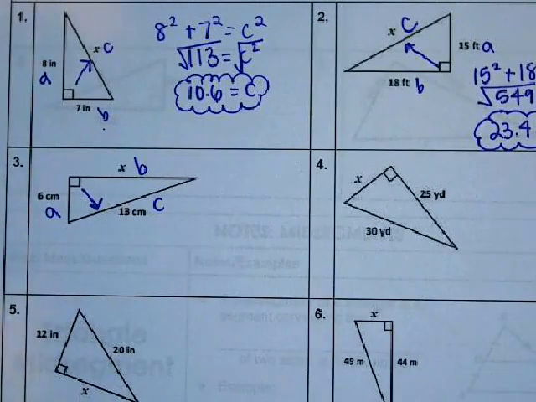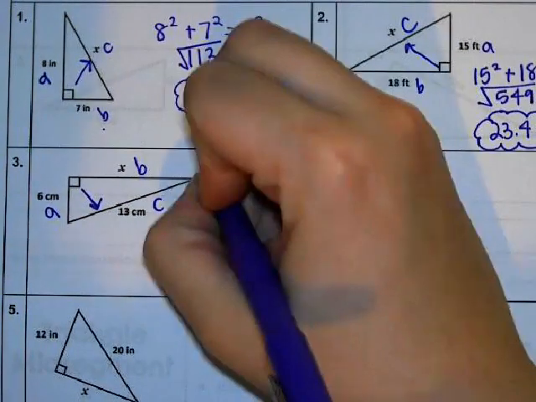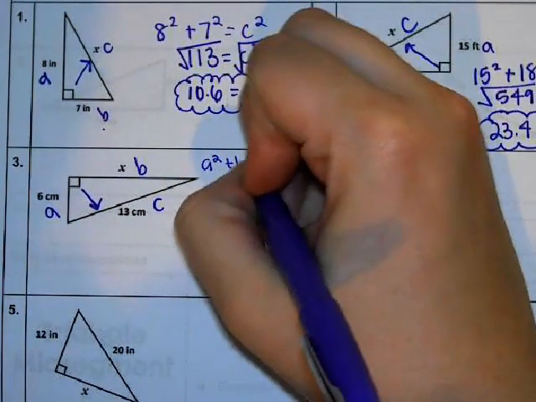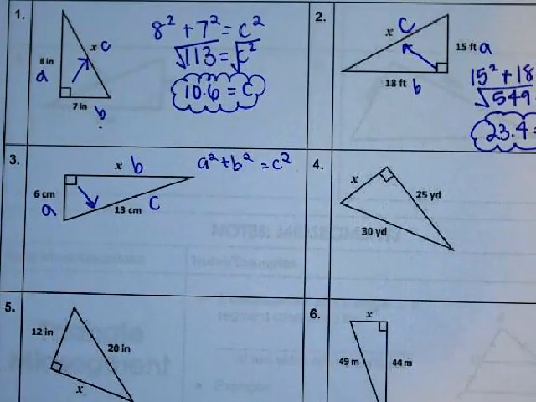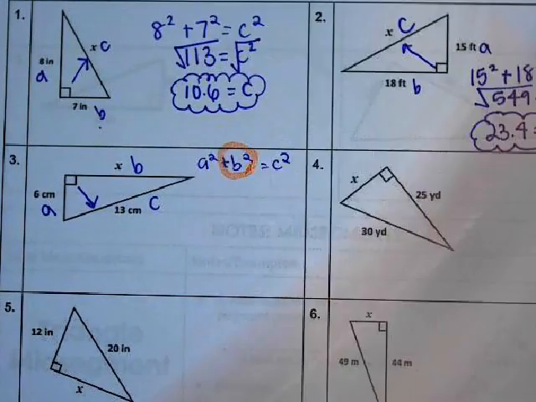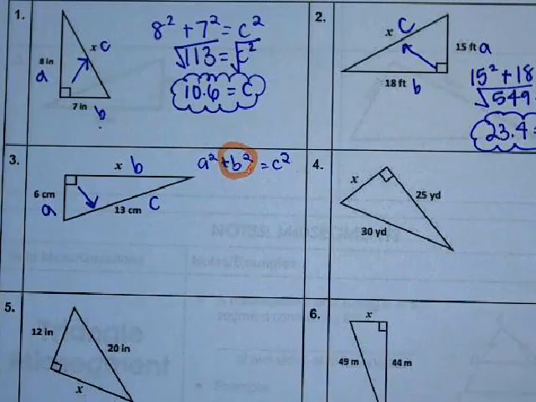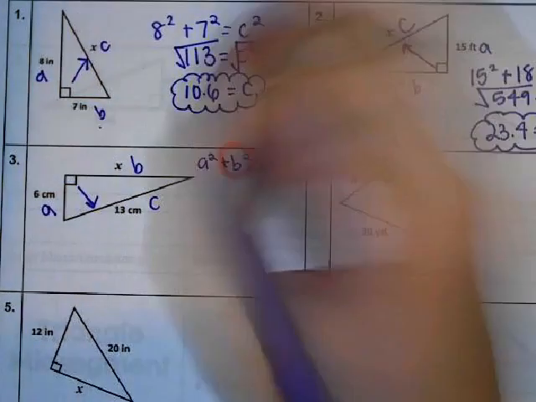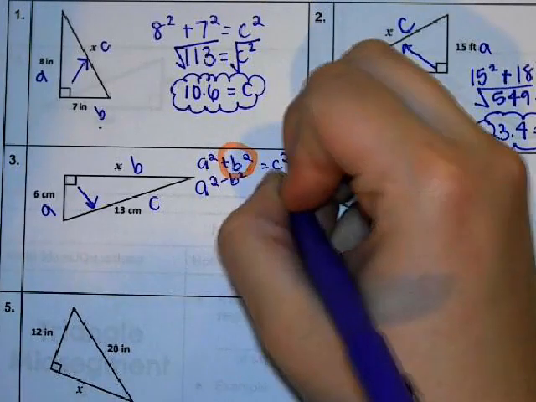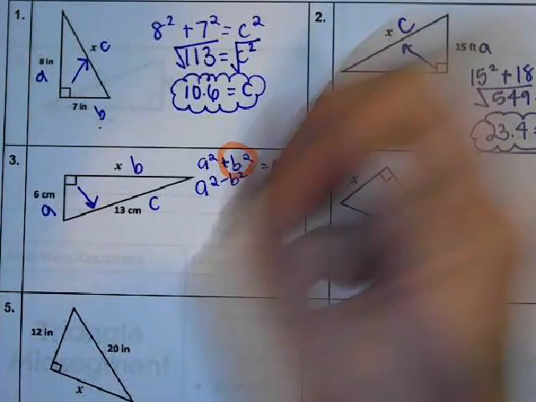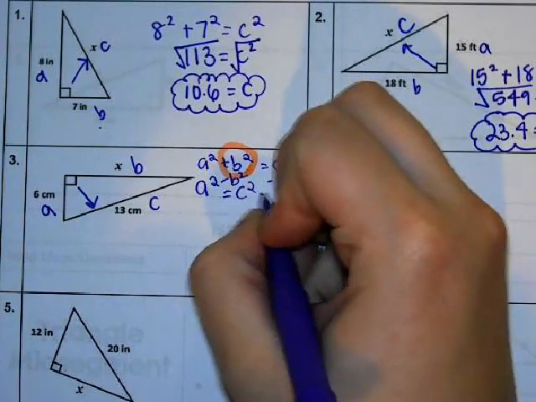So here's what I'm going to do. Before I even do anything, I'm going to change my formula to work for me. Normally my formula is a squared plus b squared equals c squared, right? But this time I'm looking for b squared. Well, I'm looking for b, but that means I've got to move this b squared somehow. So before I do anything, I'm going to say a squared. I'm going to subtract b squared from both sides. I'm going to say a squared is equal to c squared minus b squared.